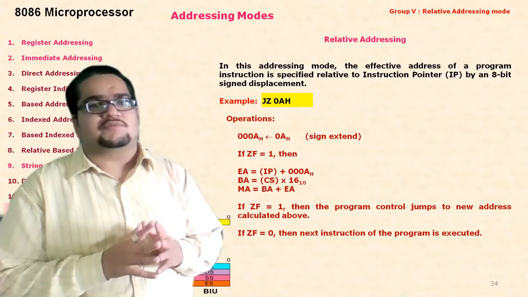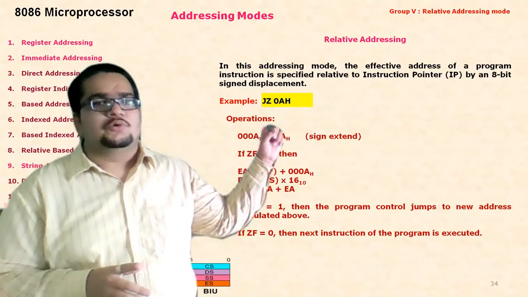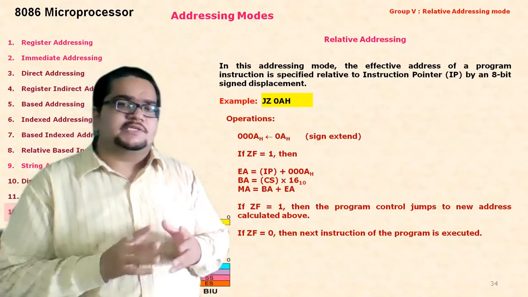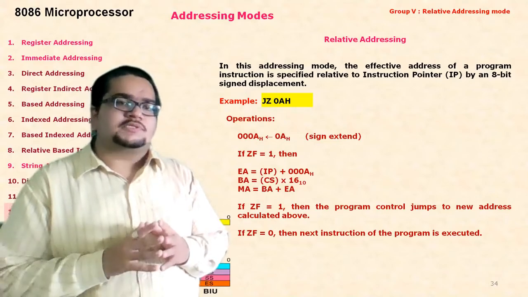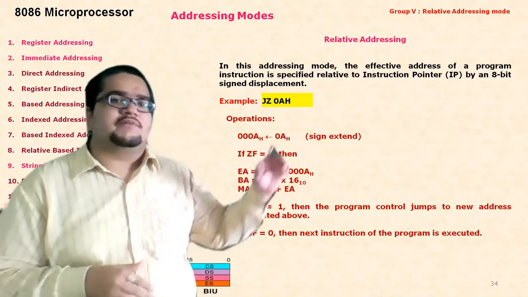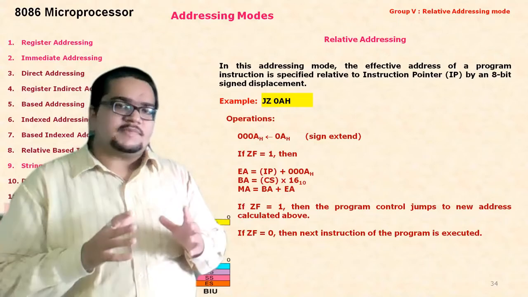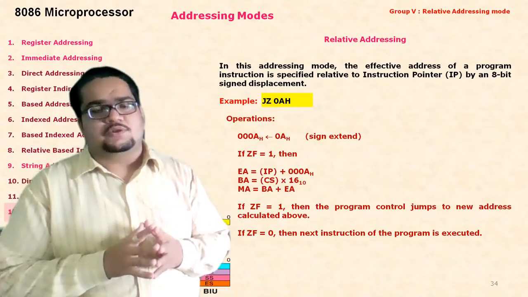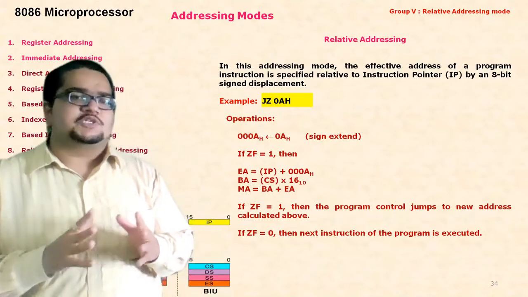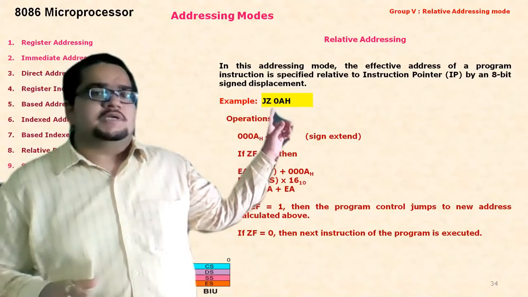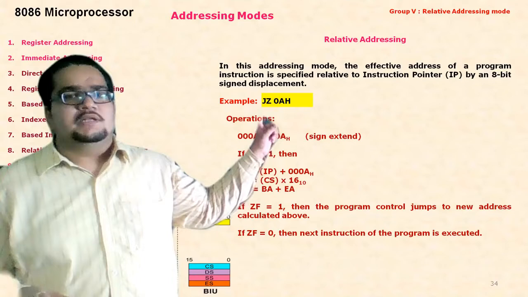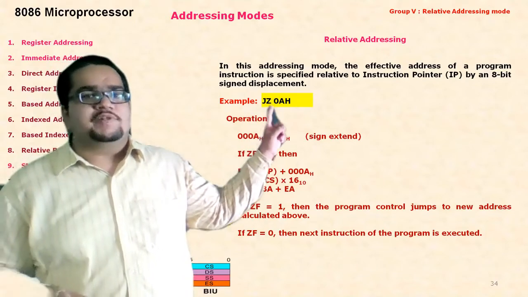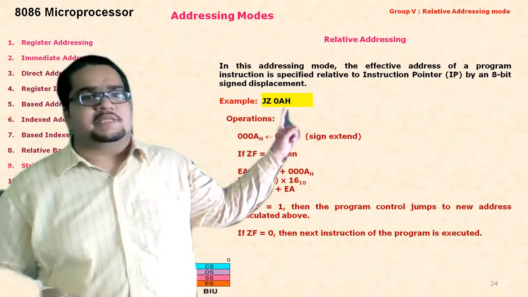A very good example of that is JZ, jump if zero. This particular instruction will make the processor execution flow jump to the given location if the zero flag is set. Okay, so jump if zero means if the zero flag is set. When this instruction is executed, the program execution flow will jump to this particular displacement here.